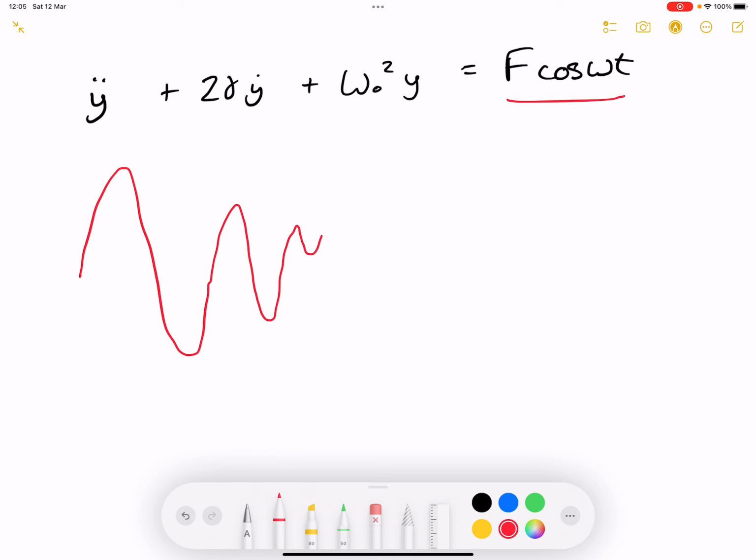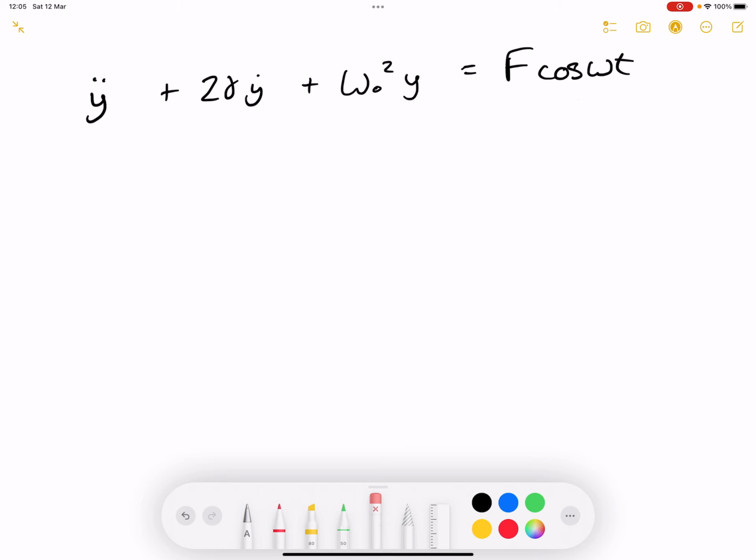So you'll have something like this, and then it will go to something that's what we have here, okay? And that will gradually become the dominant part, the steady state part. So we have a transient and a steady state part. Anyway, let's get to solving this.